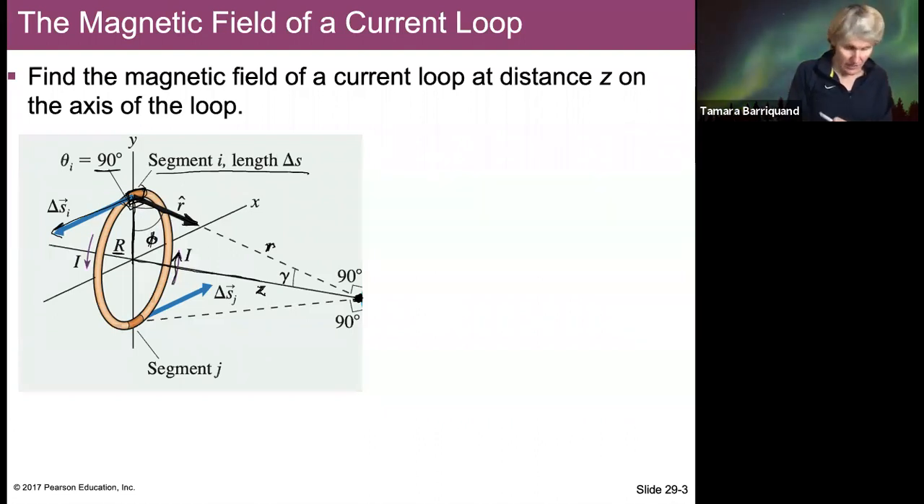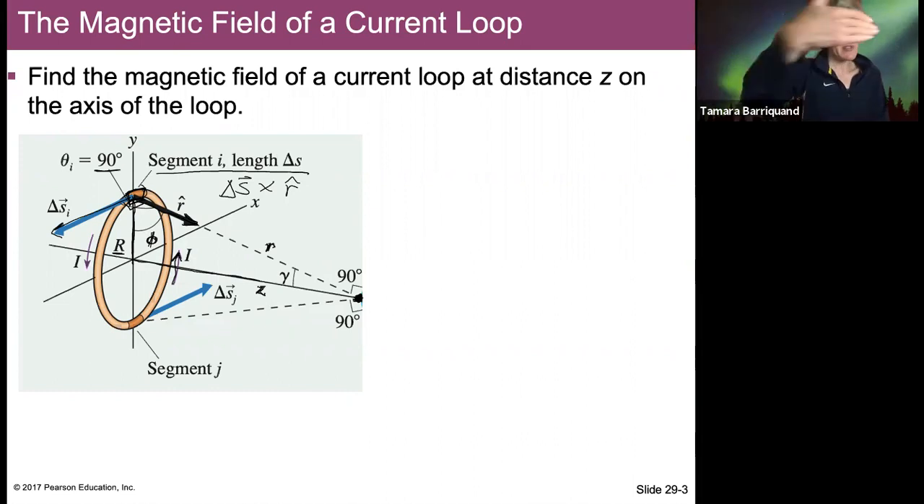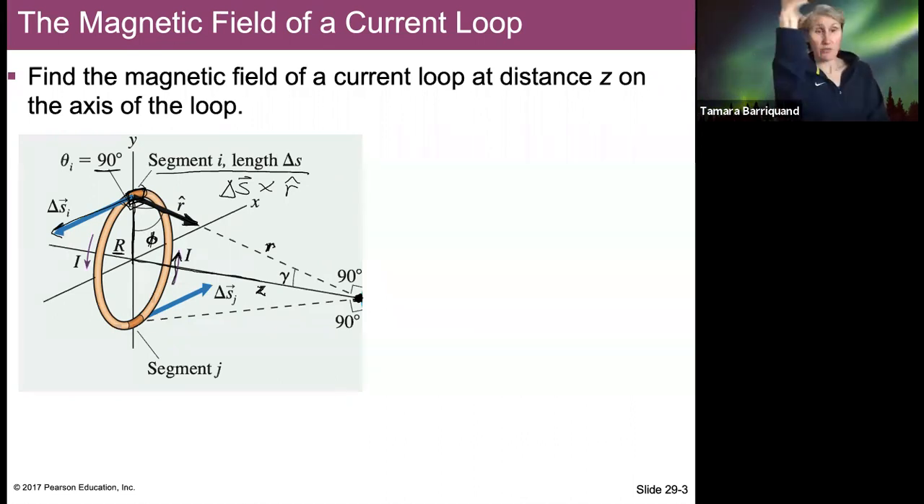Well, we know that the Biot-Savart law tells us that the direction is going to be delta S cross r hat. So to find the direction of delta S cross r hat, we take our right-hand fingers, point them in the direction of delta S, and then curl them around in the direction of r hat. And we see that our thumb will be pointing up and to the right. So the direction of the magnetic field due to segment I out at point Z will be up and to the right.